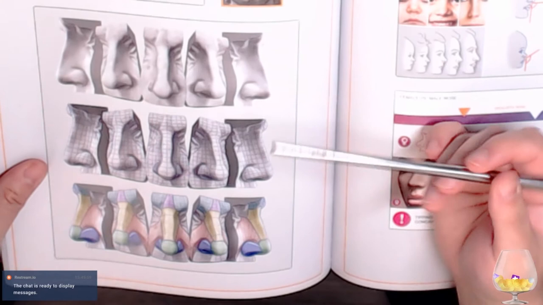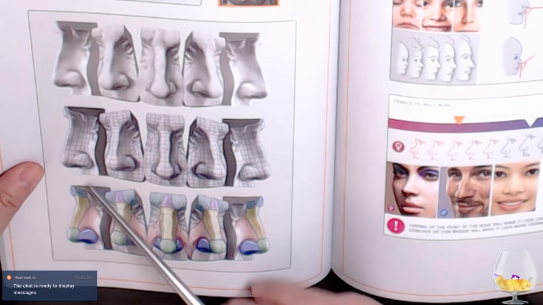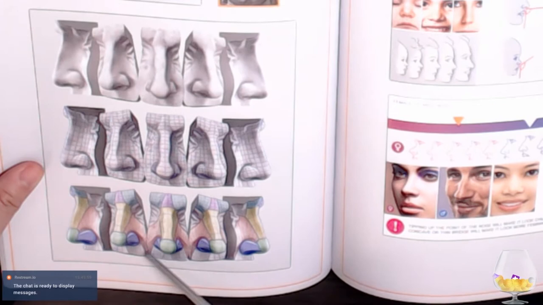Okay. So now we have a rotation of the nose here, and this is for a classical statue. And then we have the wireframe version here. And then we have different chunks of the nose that are represented here. I don't know these names. I guess we'll learn that through the other book, so we can go into that maybe after this one.